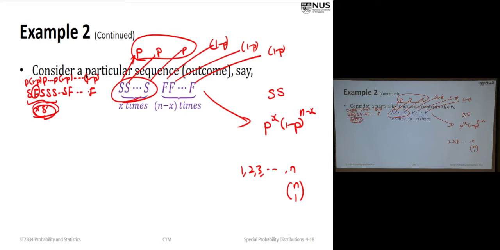Now come back to this. I have X successes. How many such sequences? Obviously, I choose X of these n numbers. So that is the number of sequences that will give you X successes. So in other words, if I answer the question, what is the probability that the number of successes equals X?